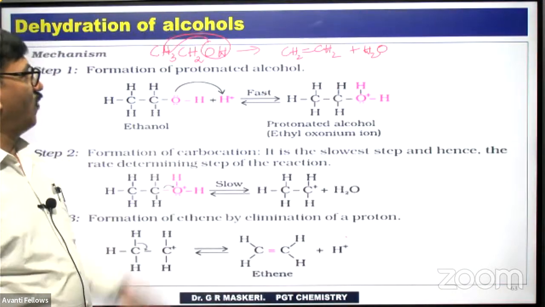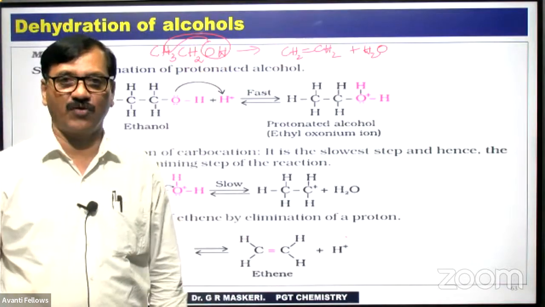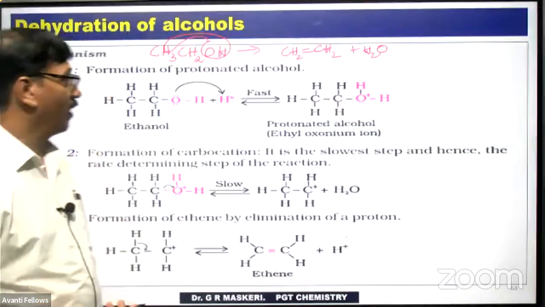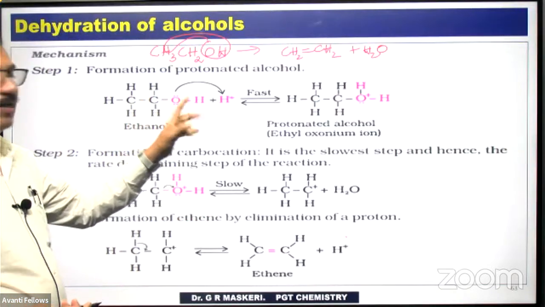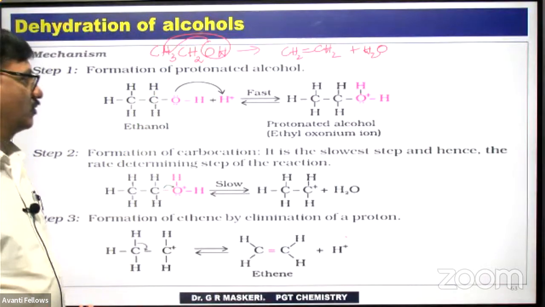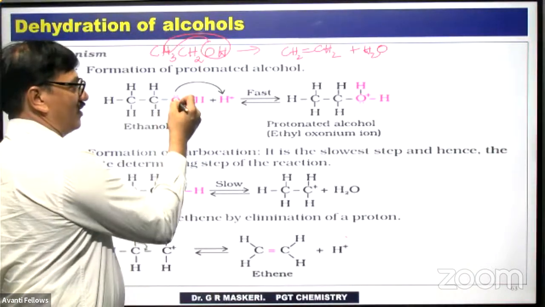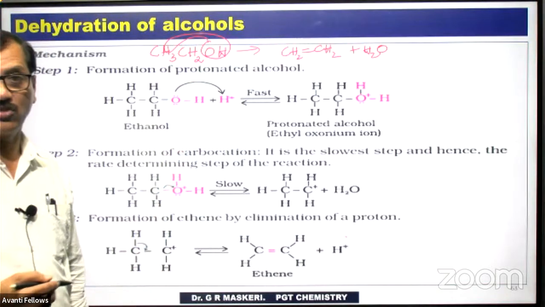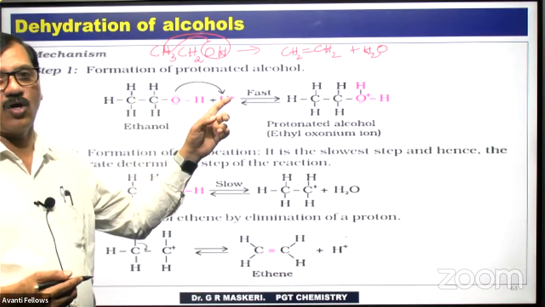How exactly does it occur? Of course, for dehydration, we use concentrated sulfuric acid. Concentrated sulfuric acid is called a dehydrating agent. Now, how exactly is the mechanism? CH3CH2OH has oxygen with 2 pairs of electrons. So this alcohol, using the oxygen's lone pair, initially attaches an H plus ion from the acid. So this is formation of protonated alcohol, or protonation.